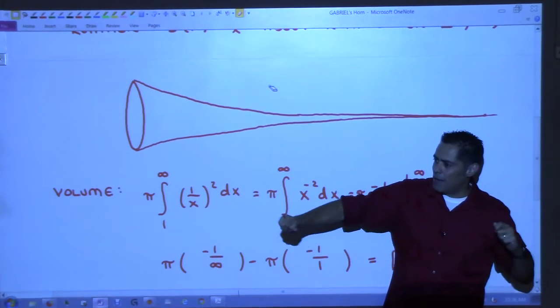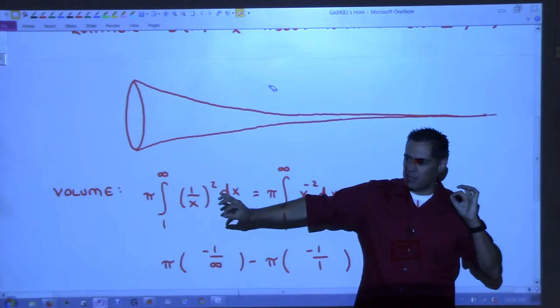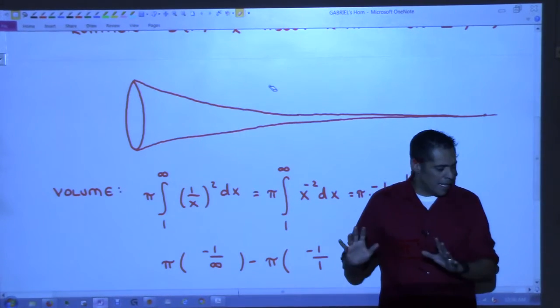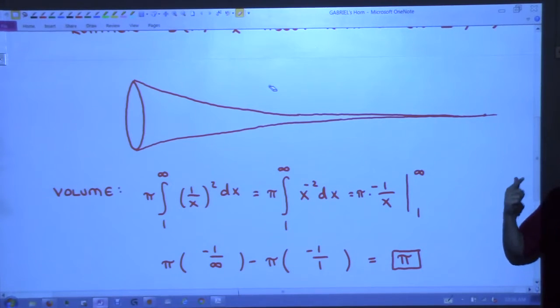But you could roll it flatter and thinner, and you could get infinite surface area without changing the volume. Look, it's a paradox, okay? It's supposed to cause problems in your brain.